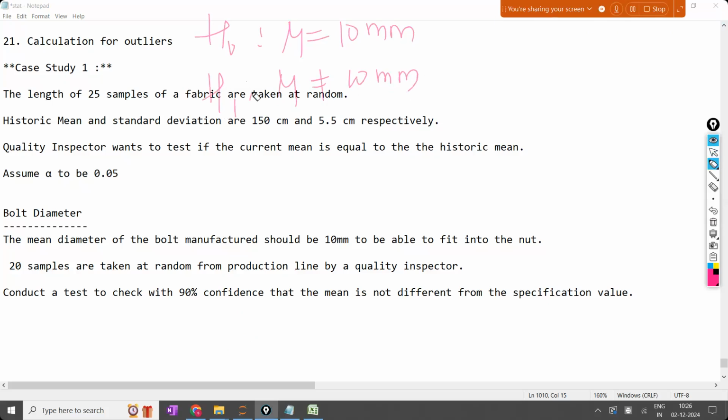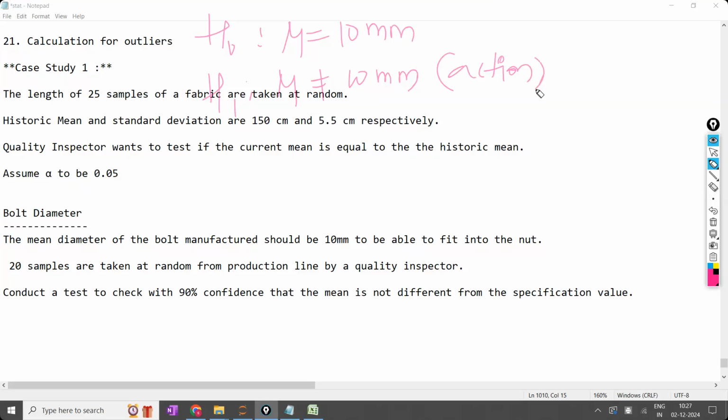Then we'll take the action. The quality inspector will take action, or even the company owner. For them also it should be 10 mm only, otherwise the bolts will not be fitted and sales will not be there. Whether it is the company owner or the quality inspector, the null and alternate hypothesis will be the same. For the company owner, it is not about the diameter being greater than 10 mm. If it is 12 mm or 13 mm, it will not be fitted properly in the nut. For them also, it should be exactly 10 mm. Right? Now, step 1 is completed.